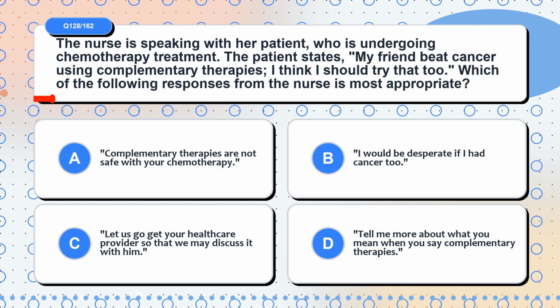Question 128. The nurse is speaking with her patient, who is undergoing chemotherapy treatment. The patient states, "My friend beat cancer using complementary therapies. I think I should try that too." Which of the following responses from the nurse is most appropriate? Here are the options. Option A. Complementary therapies are not safe with your chemotherapy. Option B. I would be desperate if I had cancer too. Option C. Let us go get your healthcare provider so that we may discuss it with him. Option D. Tell me more about what you mean when you say complementary therapies.